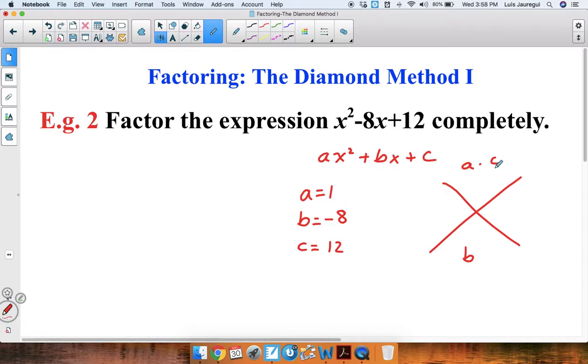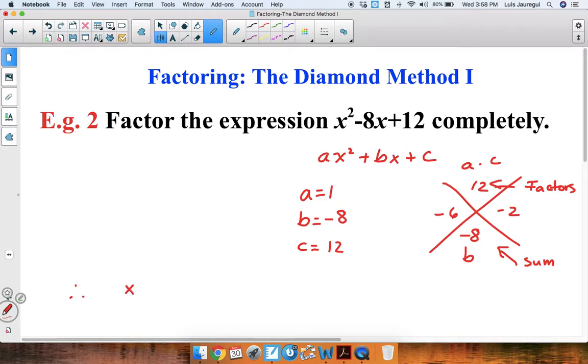So by multiplying a times c we get 1 times 12, which is 12, and then b is equal to negative 8. So we're looking for factors of 12 that add up to negative 8, or whose sum is equal to negative 8. And yes, you're correct. Those two numbers happen to be negative 6 and negative 2. Why? Because negative 6 times negative 2 will give you positive 12, and negative 6 plus negative 2 will give you the negative 8. So we can say the following.